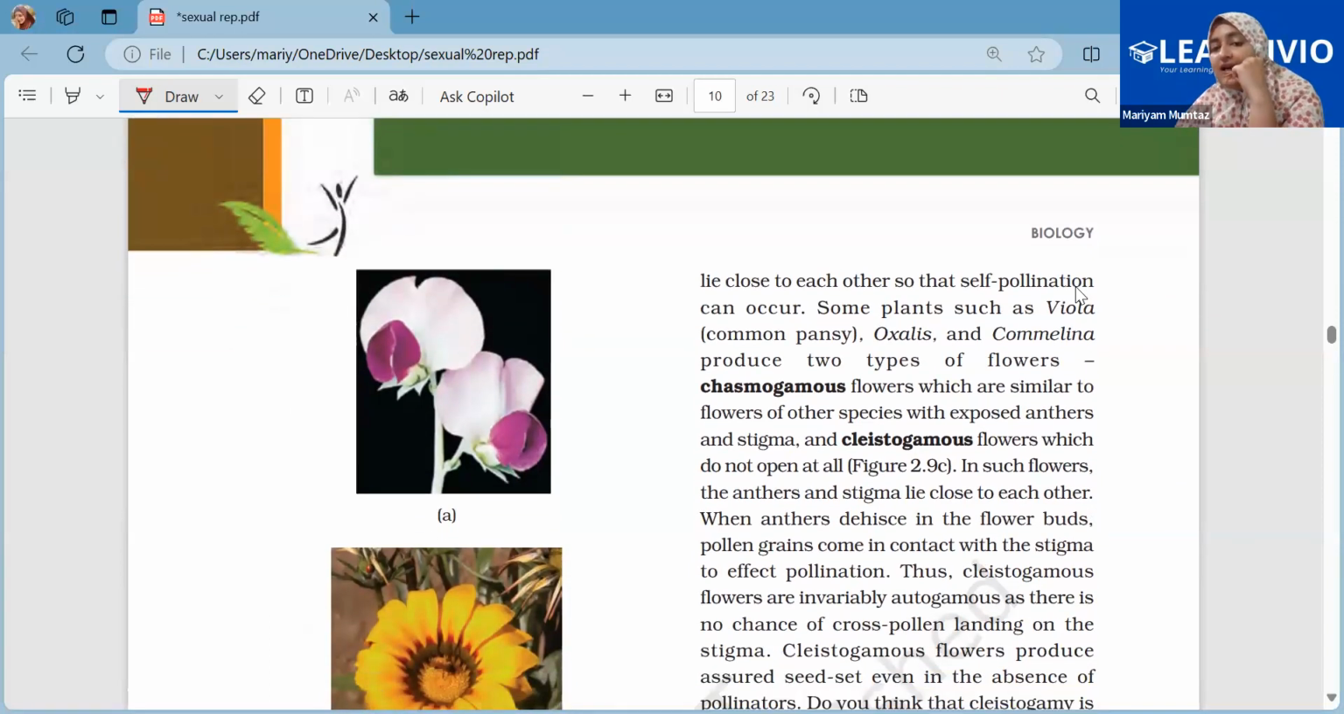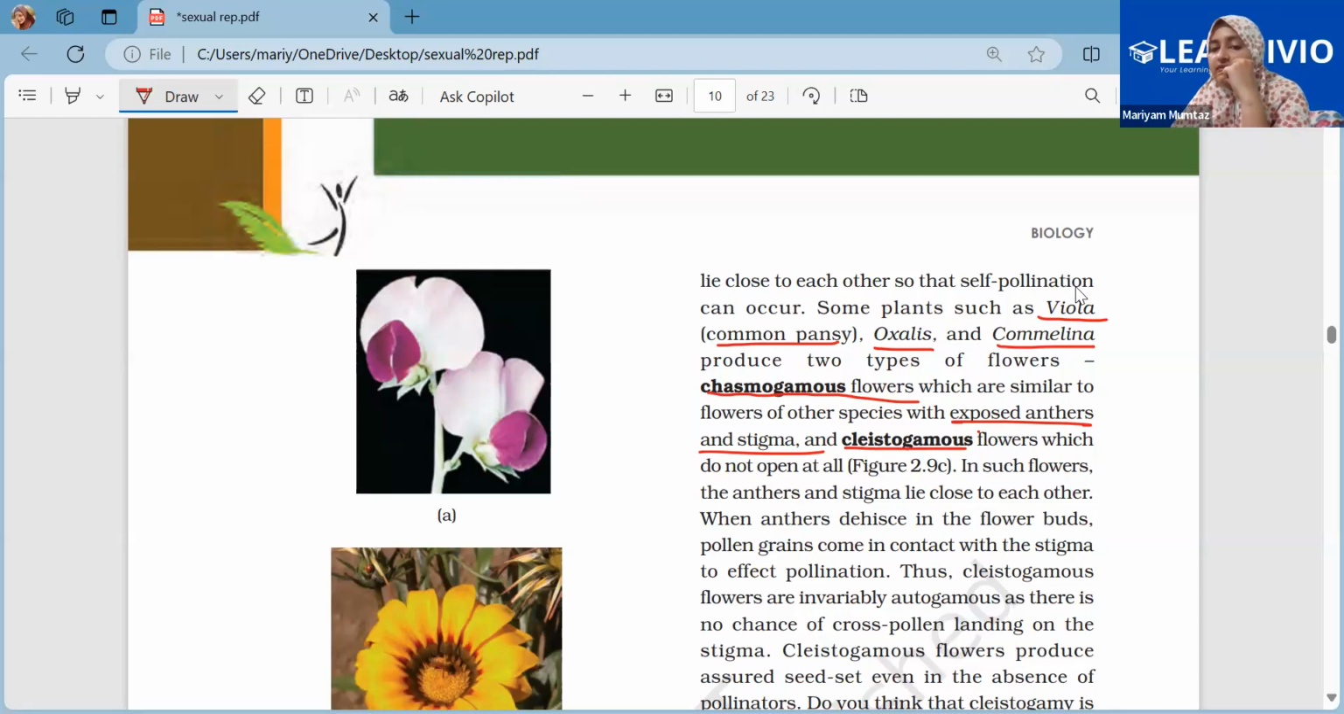Now, there are some plants such as viola, which is known as common pansy, oxalis, and commelina. They produce two different kinds of flowers. One kind is the chasmogamous flower, which means they have exposed anther and stigma, so they are open flowers. And then there is another type, that is cleistogamous, where the flowers are not open at all.